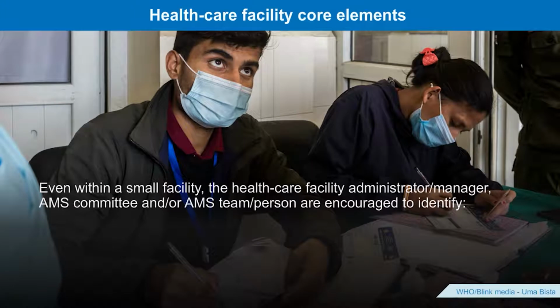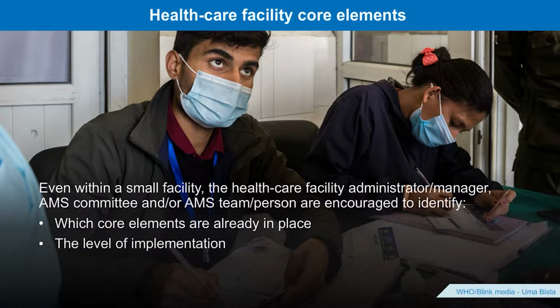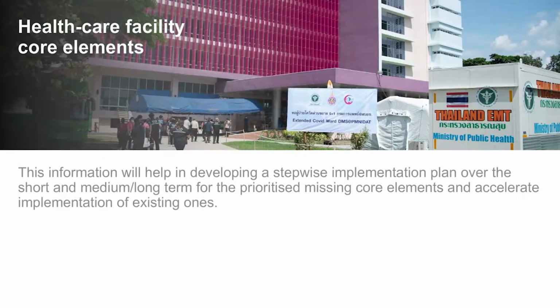Even within a small facility, the healthcare facility administrator or manager, AMS committee and/or AMS team or person are encouraged to identify which core elements are already in place, the level of implementation, what requires accelerated implementation, what is missing. This information will help in developing a facility stepwise implementation plan over the short and medium or long term for the prioritized missing core elements and accelerate implementation of existing ones.